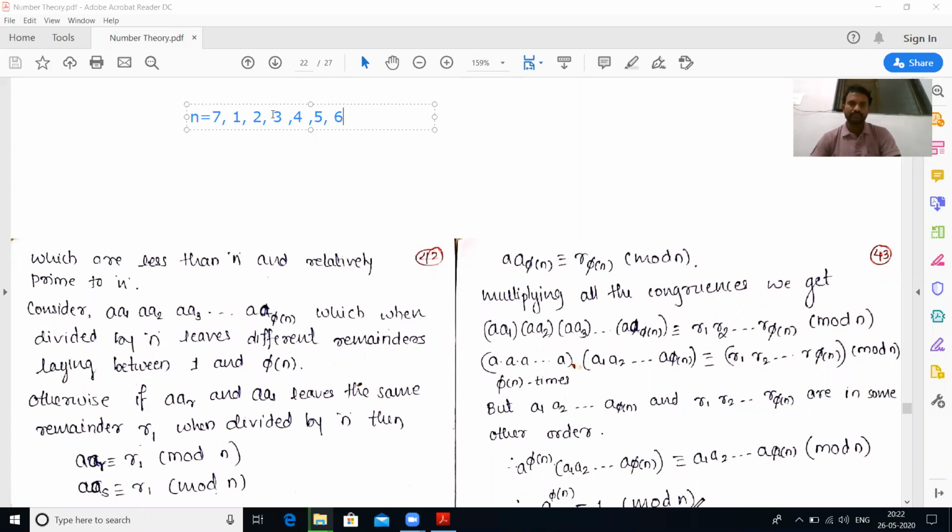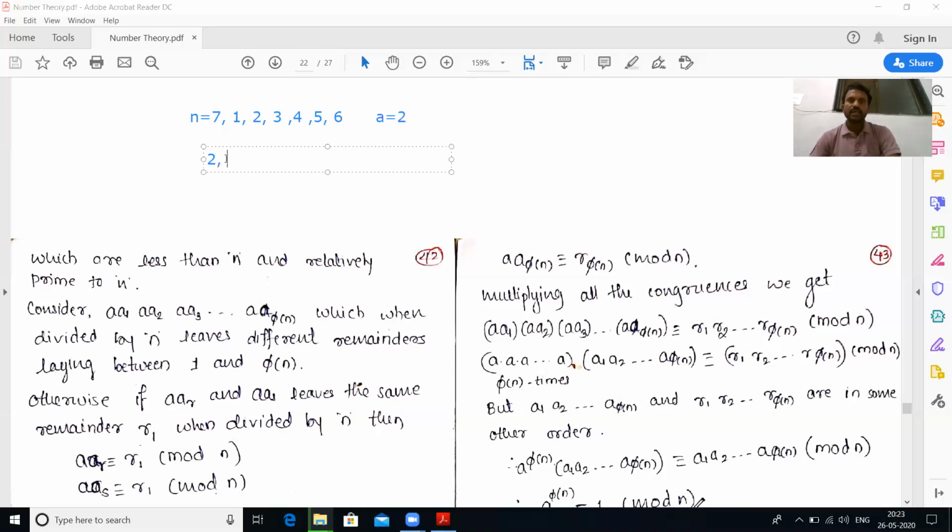Next, we consider a as any number that is relatively prime to 7, that is n. A and n must be relatively prime here. So I will take a equal to 2. Clearly 2 and 7 are relatively prime to each other. Now we have to multiply a with these numbers. A1 is 1, so multiplying 2 by a1 we get 2.